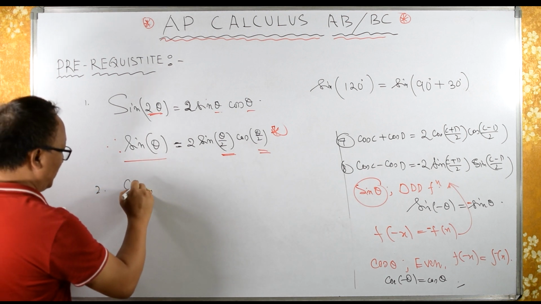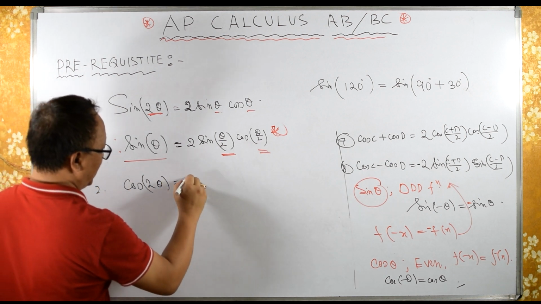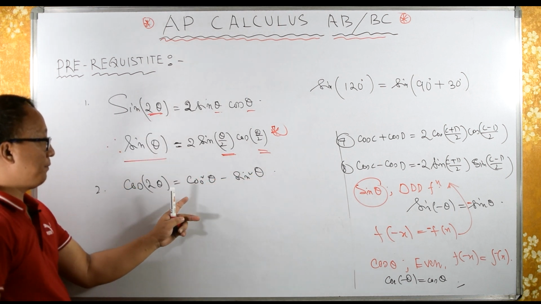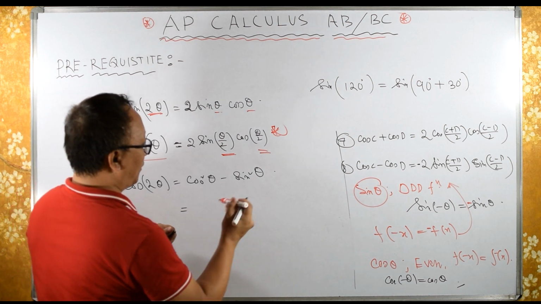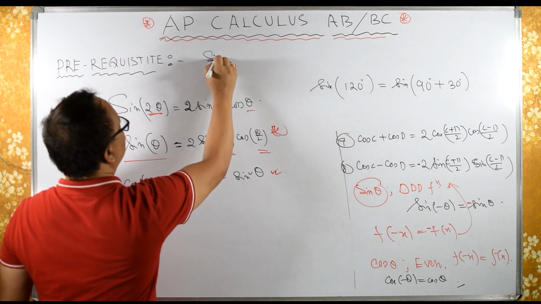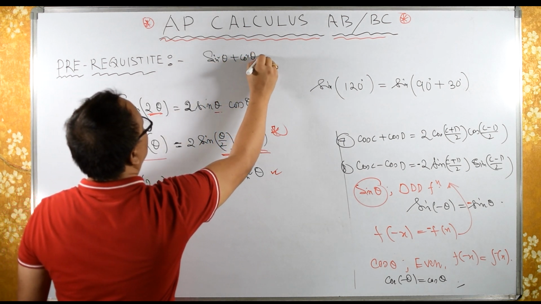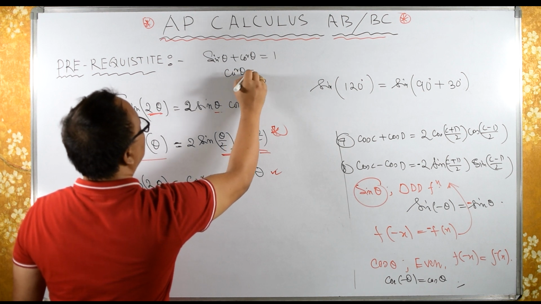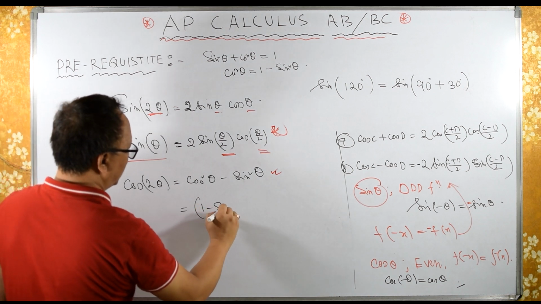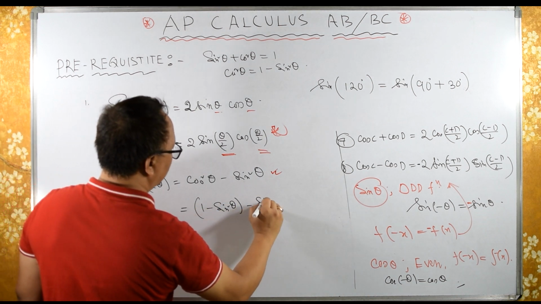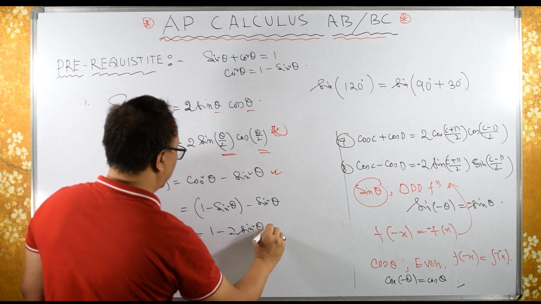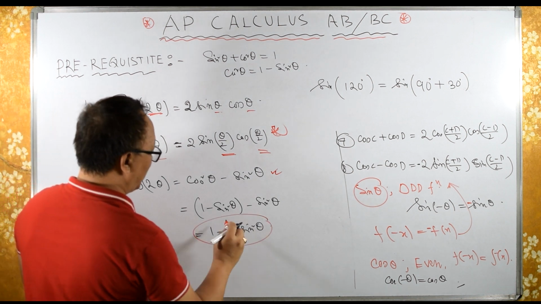Number 2, cos of 2 theta is the same as cos square theta minus sine square theta. This is a formula we have. Similarly, remember we have sine square theta plus cos square theta equals 1. From here, cos square theta is 1 minus sine square theta. Using this, we get 1 minus sine square theta minus sine square theta, which equals 1 minus twice sine square theta. This is also an important formula.